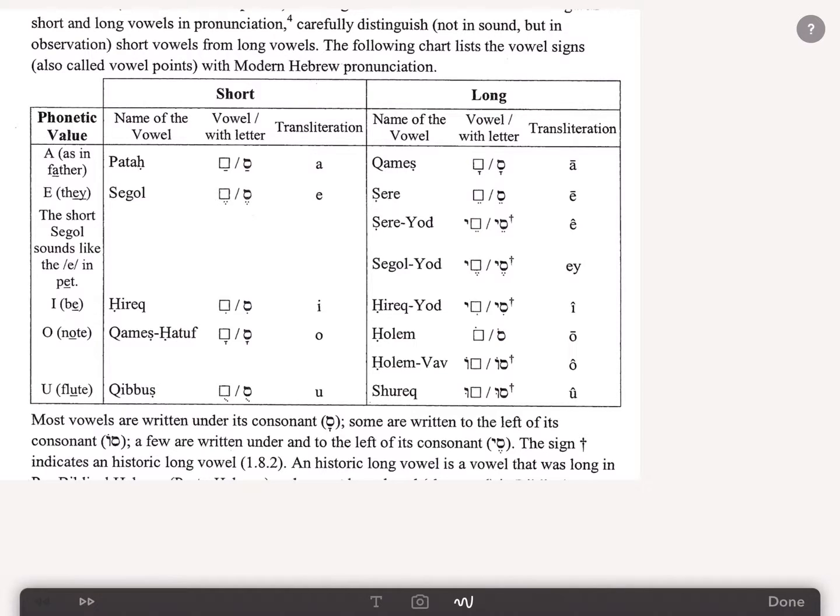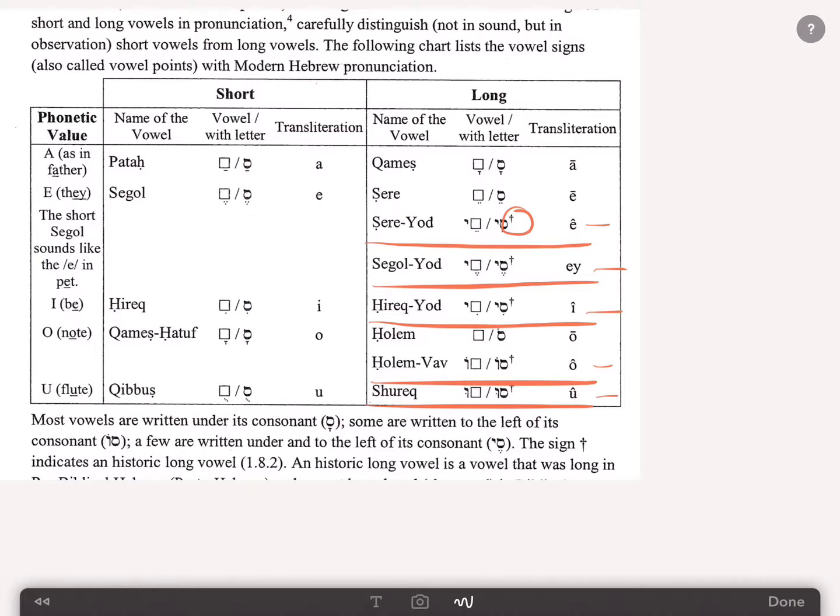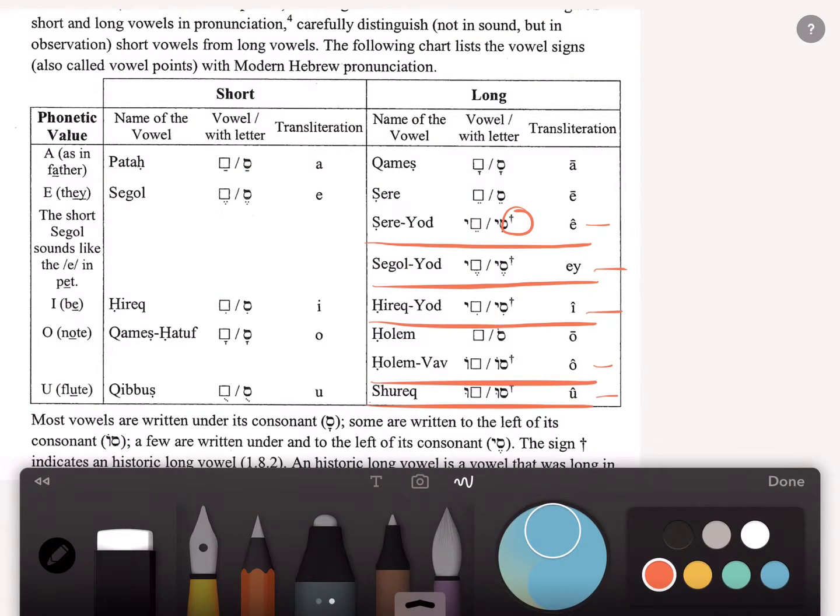The last thing I want to mention to you are these historic long vowels. Okay, these are historic long, and I believe he's marked them here with a little cross. A historic long vowel is going to be a vowel that is coupled with another consonant. In our case, it's going to be a yod or a vav. We have the sere yod, sigol yod, hireq yod, and then we have a holem vav and a shureq. And we'll talk a lot more about these little guys and how they function, why they're historic longs. But for now, just recognize them as such.